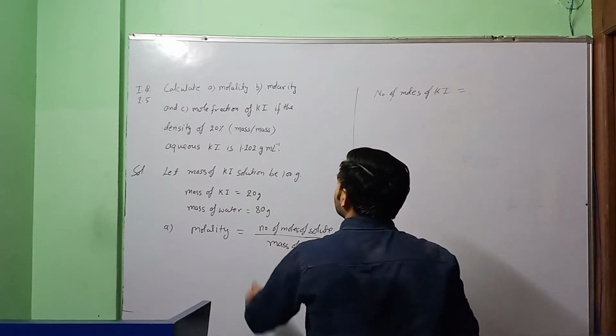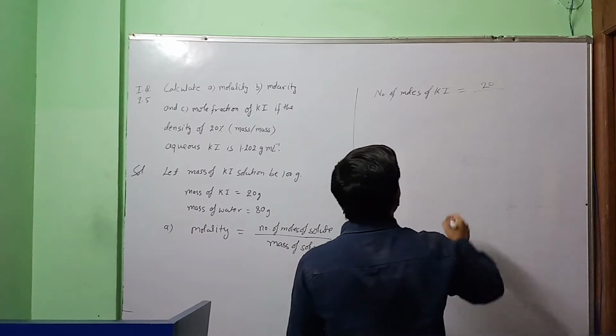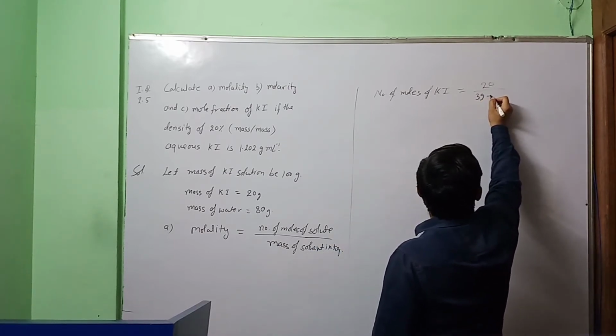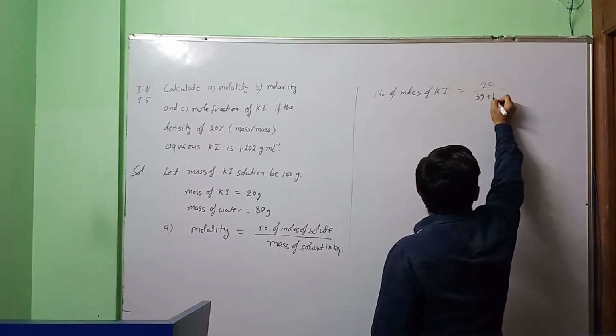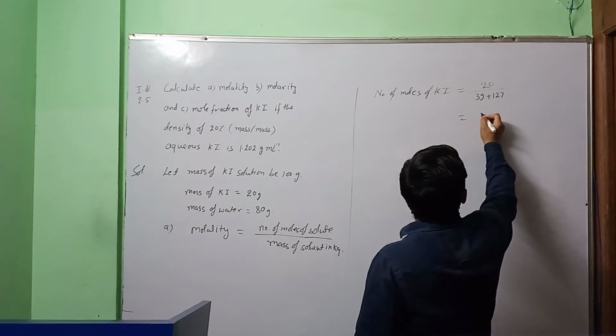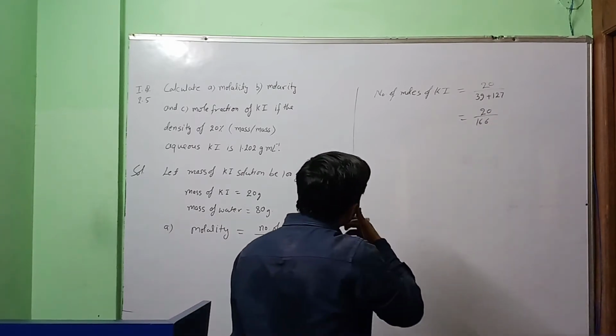given mass, the mass of KI is 20 gram upon molar mass. For molar mass, for potassium we will use 39 and for iodine we will use 127. So on solving we will get 20 divided by 166.